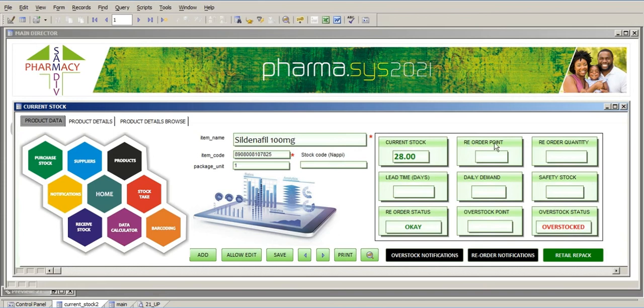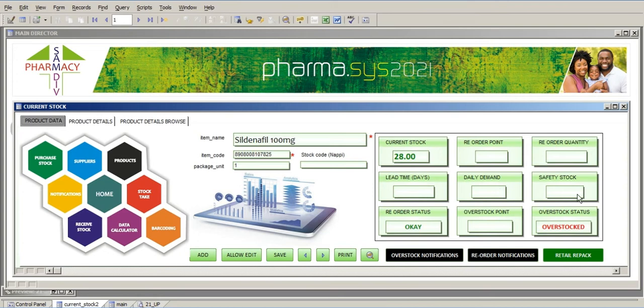For example, we have the reorder point. What the reorder point shows is the point at which we must make an order for a particular product. Then we have the reorder quantity. It shows the number or the quantity we should order when we order. Then we have lead time in days. Lead time tells us about how long the supplier usually takes from the date we order to the date they deliver. Then daily demand will give us our average daily demand over a historic period.